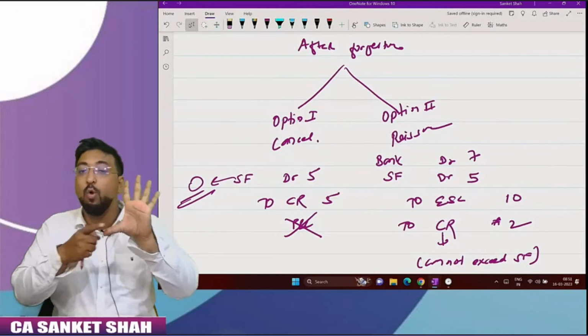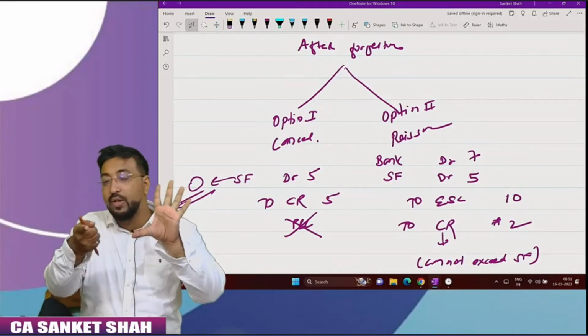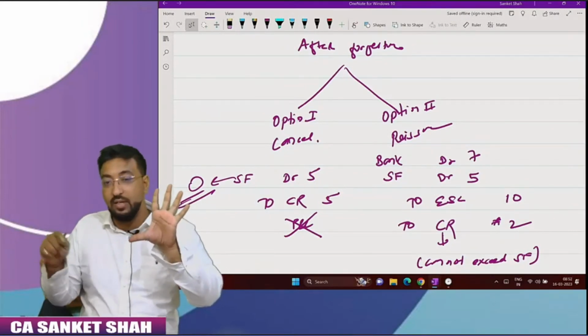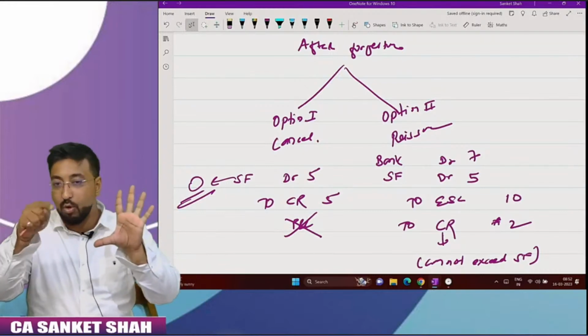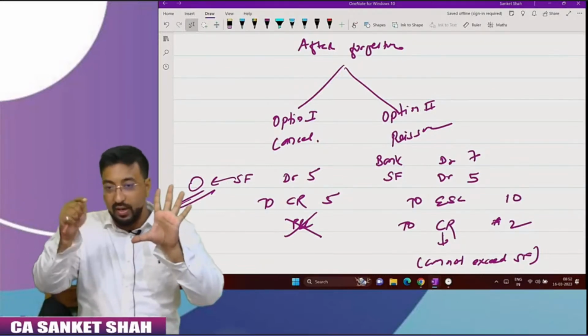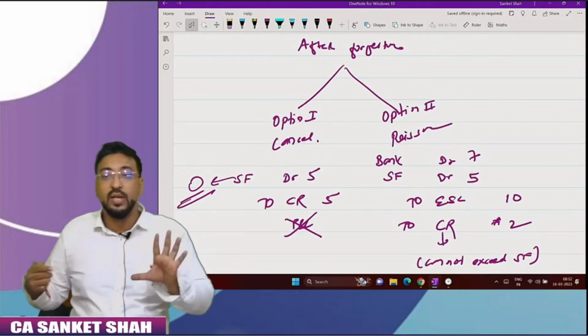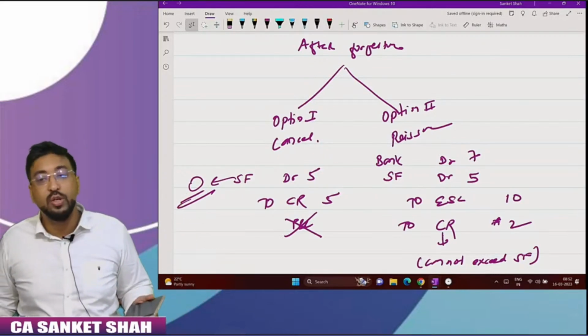And the fifth one, what we will do with the shares forfeited? Either we will reissue or we will cancel it. So if cancelled, shares forfeited should be debited because it has a credit balance, and it will be zeroed out to capital reserve. If reissued, bank account debit, shares forfeited account debit, to equity share capital, to capital reserve.